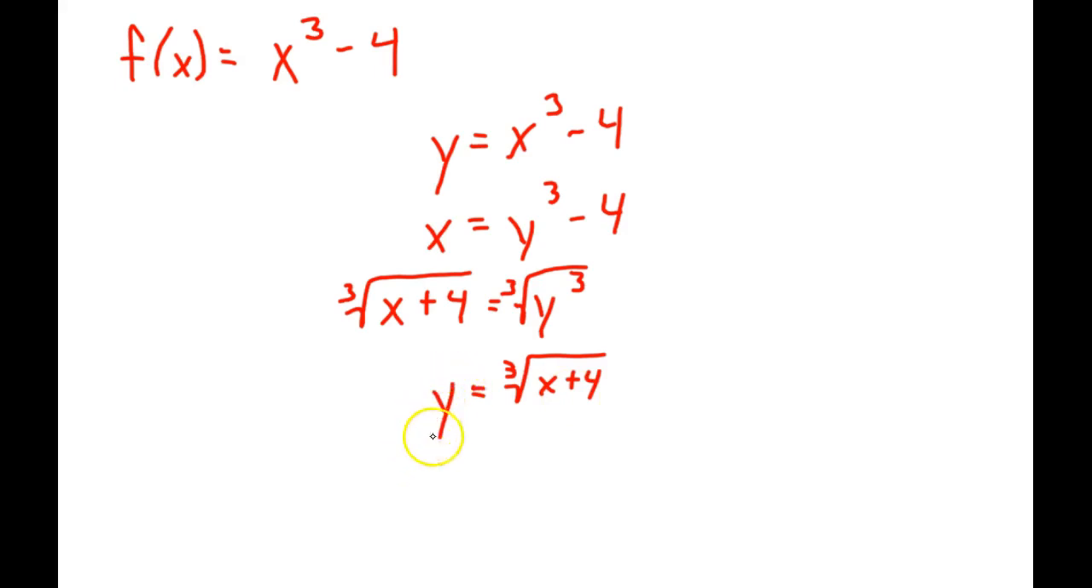So the last step would be to replace or substitute f to the negative 1 of x in for y. So we get f to the negative 1 of x equal to the cube root of the quantity x plus 4. So we started with f of x equals x cubed minus 4, went through this process to find its inverse, which is f to the negative 1 of x equal to the cube root of x plus 4.